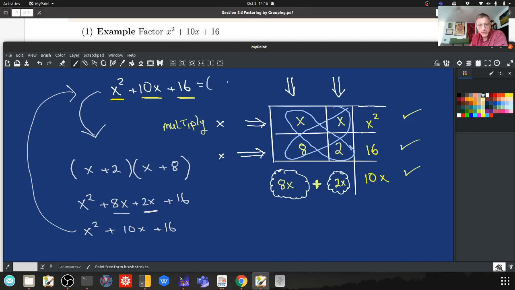It is equal to x plus 2 and x plus 8. And the order of the factors does not matter. You should already know that when I'm multiplying two factors, x plus 2 and x plus 8, by the commutativity of multiplication, that's the same as x plus 8 times x plus 2. So it doesn't matter which one you choose first. I could have written x plus 8 times x plus 2. I just happened to write x plus 2 times x plus 8.